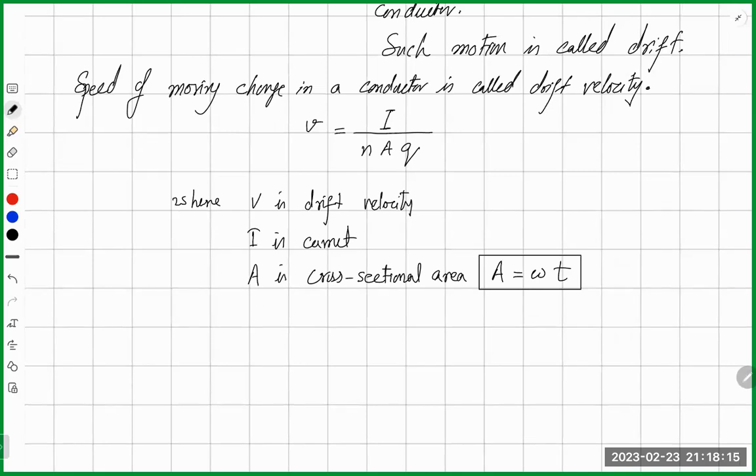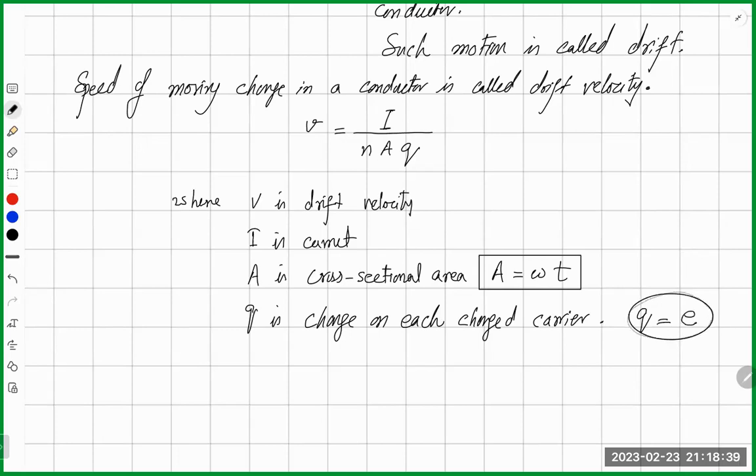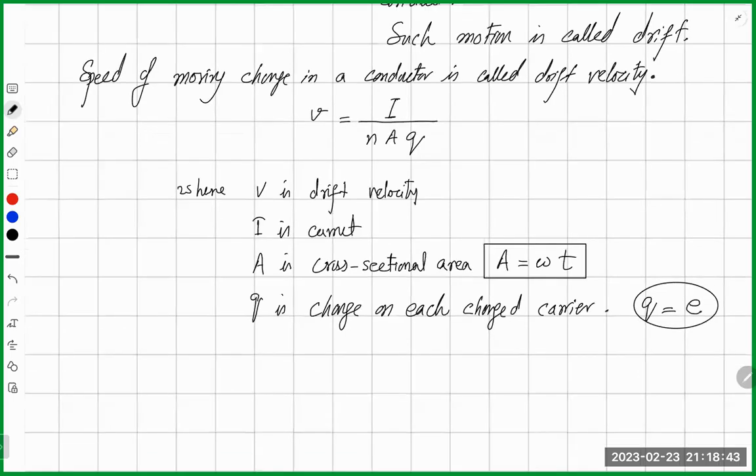Q is the charge on each charged carrier. Most commonly, if it is a conductor and a charged particle is moving, Q is equal to e, where e is elementary charge.